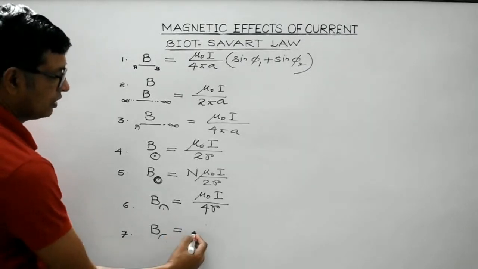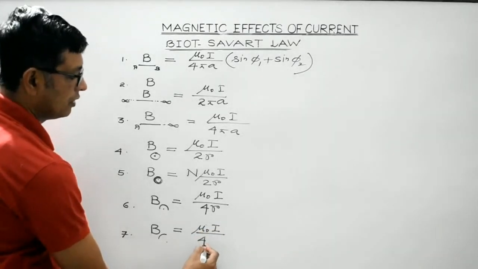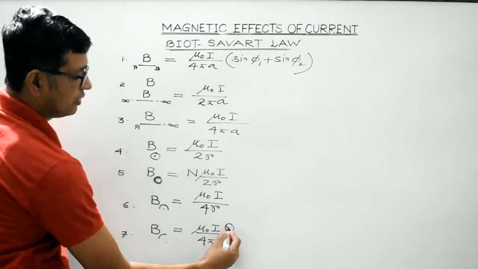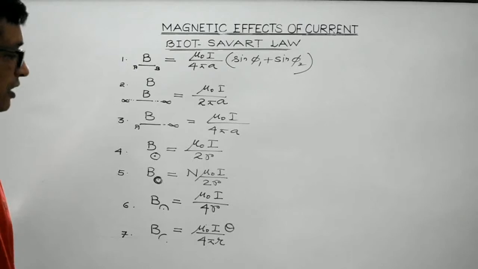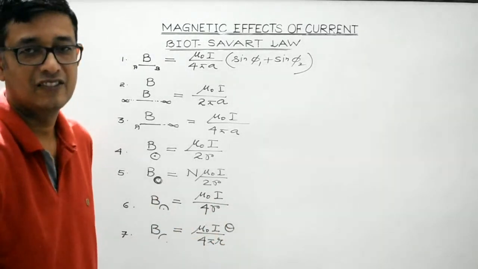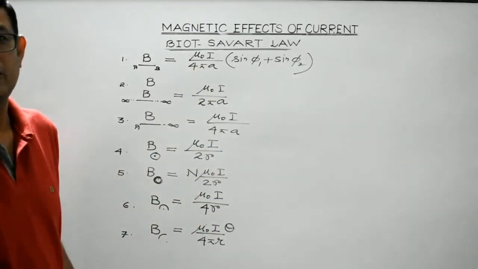So what is the formula we have just derived? It is mu naught I theta divided by 4 pi r. This is the formula. Theta is in radians. Clear, students? So these are some very, very important formulas.